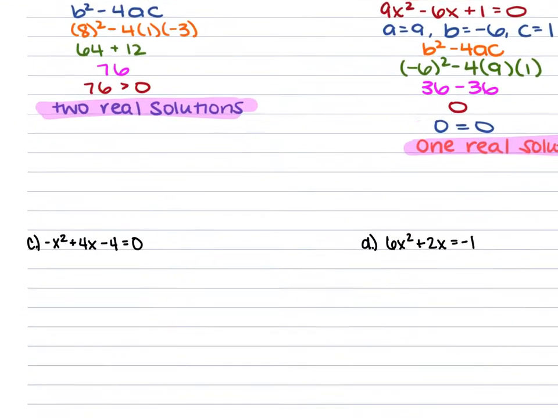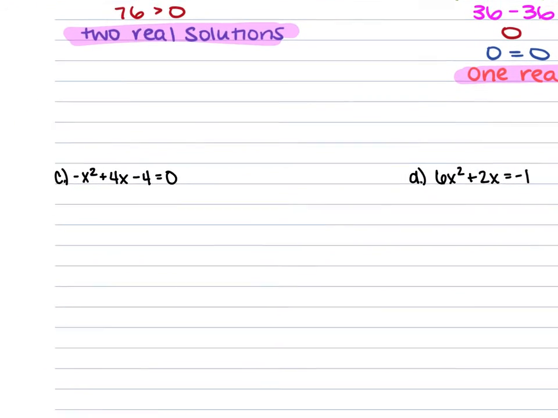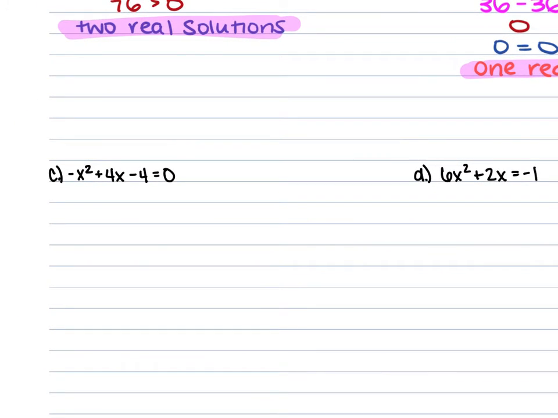For example, C, we have negative x squared plus 4x minus 4 is equal to 0. All of our terms are on the same side, so identify your A, your B, and your C. A is negative 1, B is 4, C is negative 4. Use your discriminant, which is b squared minus 4 times a times c. This gives us 4 squared minus 4 times negative 1 times negative 4.